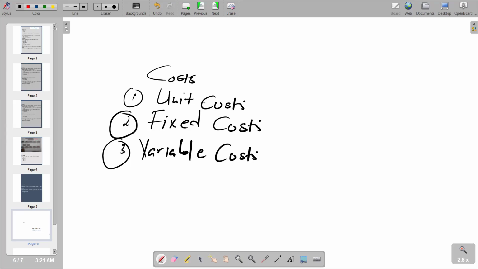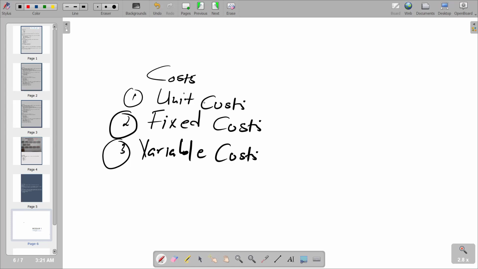Then next we've got fixed cost. Fixed costs are costs that stay the same, irrespective of the level of production that we have. They stay the same, irrespective of the number of units produced. So the fixed cost per unit will decrease. We see that when we calculate fixed costs per unit, as we are saying, fixed cost is not changing.